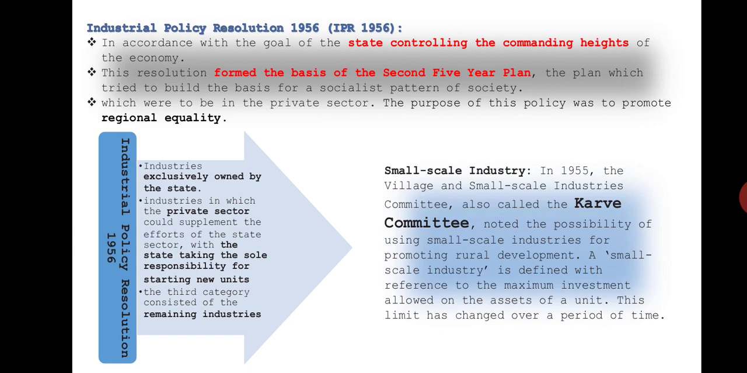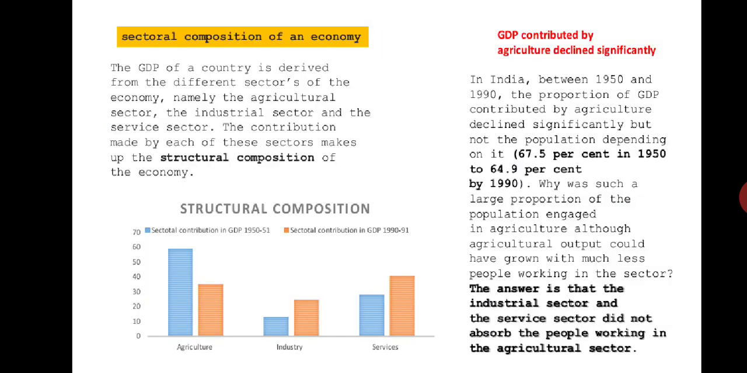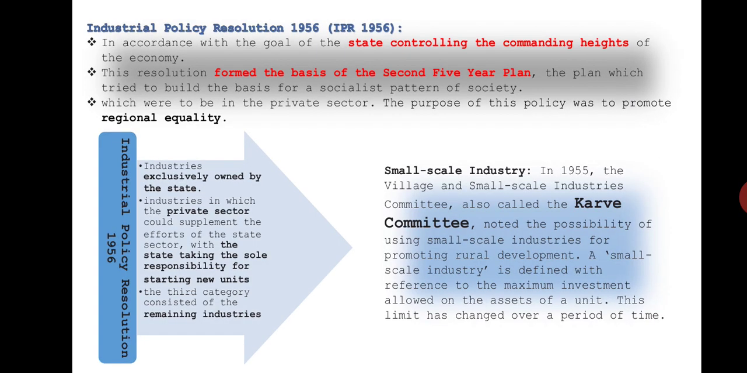So Schedule A comprises industries exclusively owned by the state, Schedule B, 12 industries which would be progressively state owned, and Schedule C comprises the remaining industries which would be private sector. Now India introduced the Industrial Development and Regulation Act 1951, which empowered the government to issue licenses for setting up new industries, expansion of existing ones, and diversification of products. The government introduced a licensing policy.